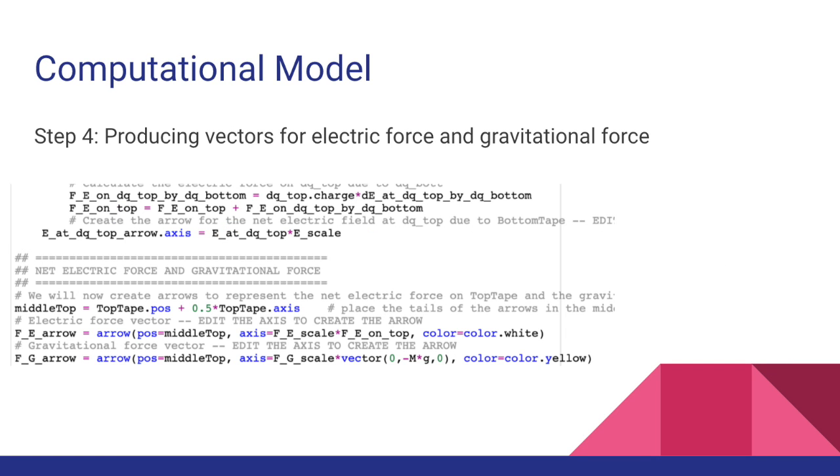The final step is to create the force vectors for the electric force and the gravitational force acting on the top tape. This portion of the code calculates the electric force on each point charge by multiplying the electric field acting on that point charge by that point charge's charge. These force values are summed together to produce a vector for the total electric force acting on the top tape. A gravitational force vector is produced by multiplying the mass of the top tape by the gravitational constant.